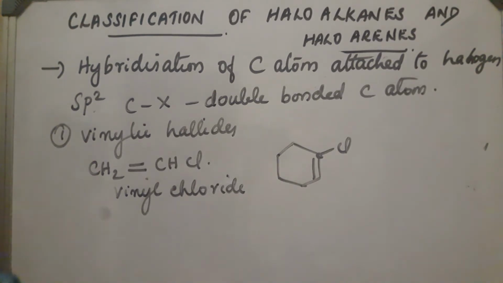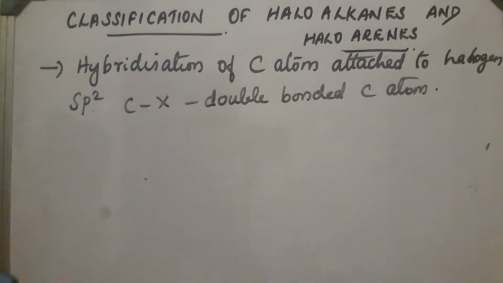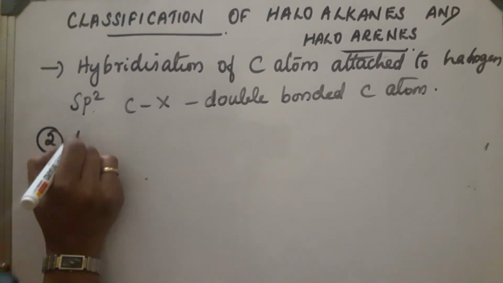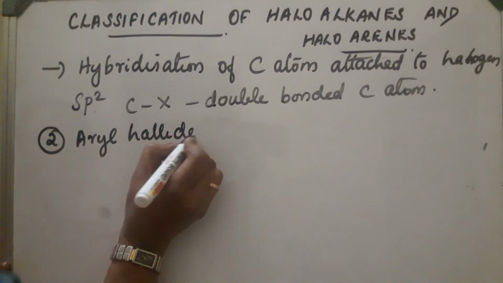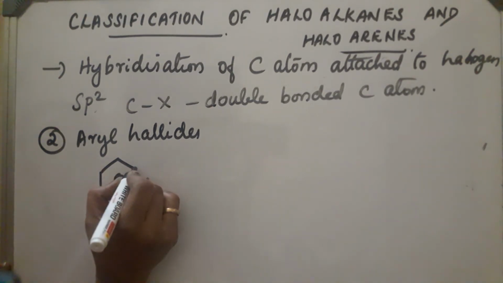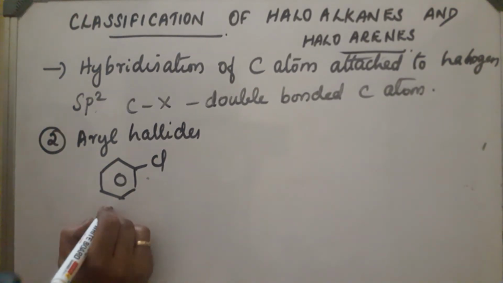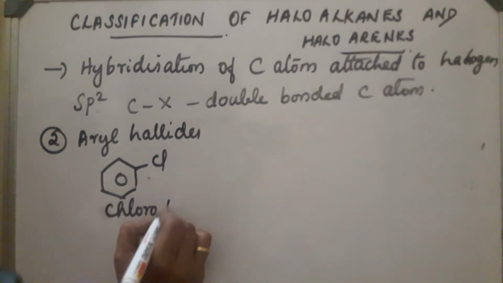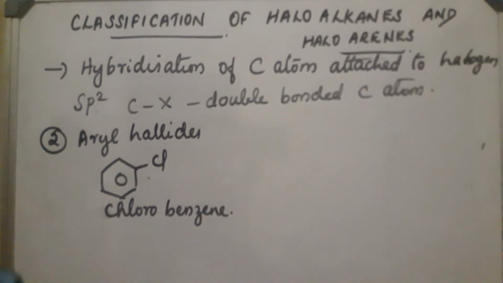The next category of sp2 C-X bonding is aryl halides. In aryl halides, the halogen atom is directly attached to an aromatic ring. For example, chlorobenzene. Chlorobenzene is an example of this type.